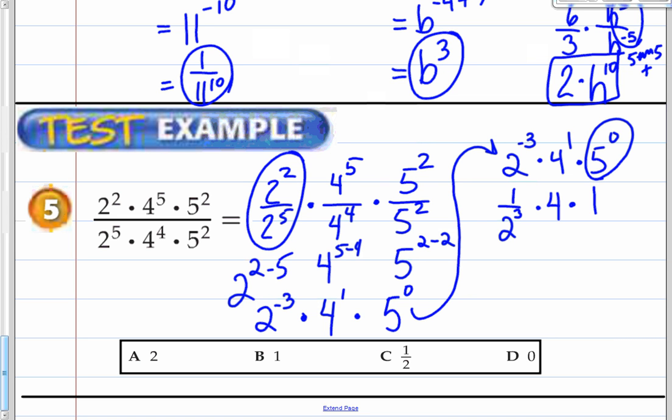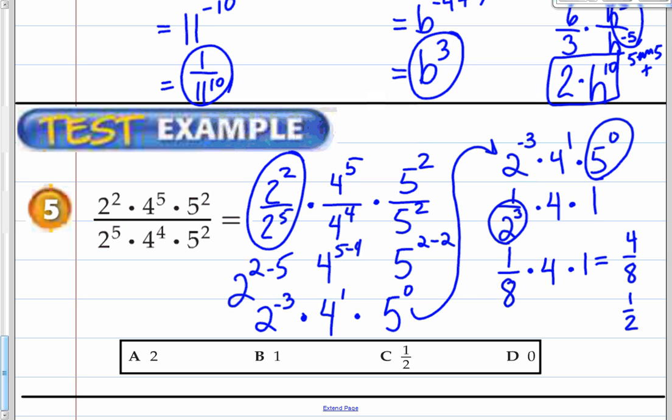Now multiply these together. Well, wait a minute. I've got this 2 to the third power I got to deal with. That is 1 over, well, what is 2 to the third power? 2 times 2 times 2. That's 8. So I got 1/8 times 4 times 1. When I multiply all this together, I actually end up with 4/8, reduced down to 1/2.